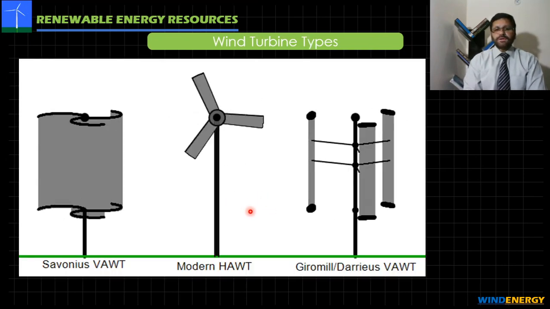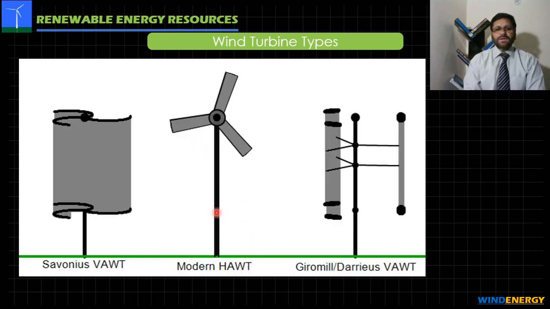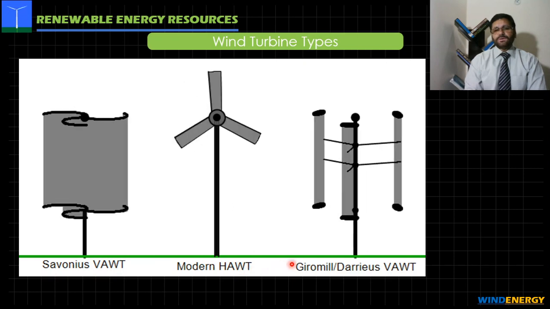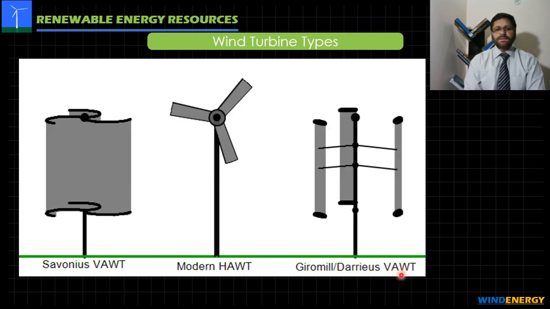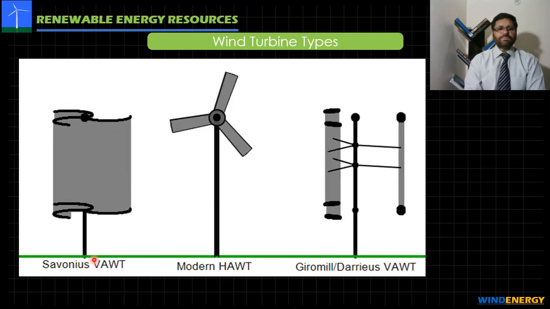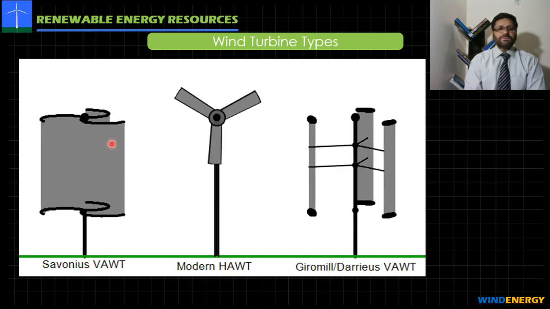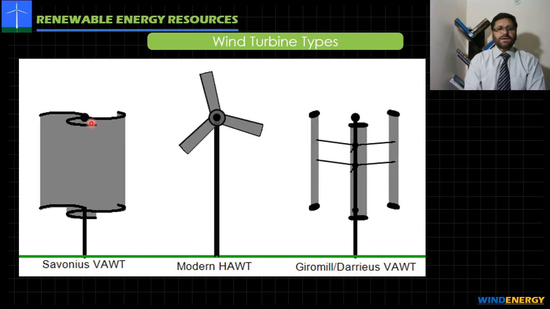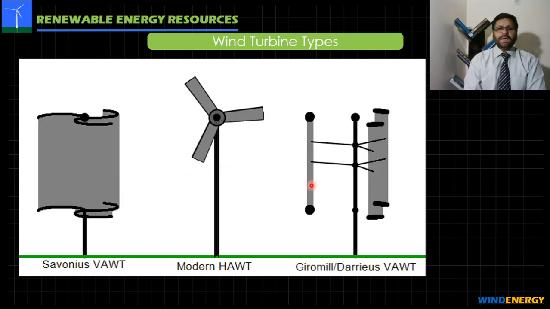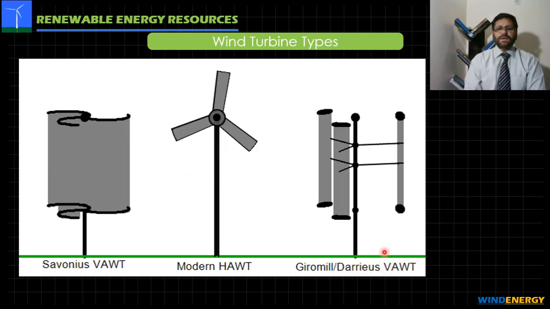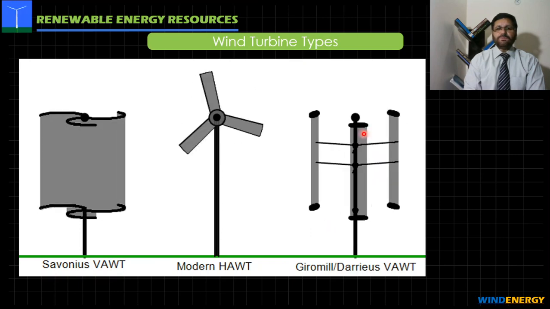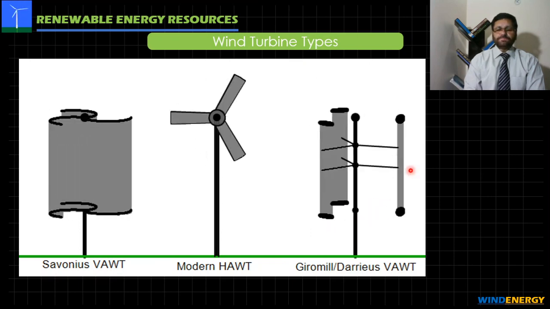Now these are the types of wind turbines. This is the horizontal axis wind turbine, and we have two types of vertical axis wind turbine: the Darrieus and the Savonius. In Savonius vertical axis wind turbines, the rotor blade starts from the center and goes towards the end. And in the Darrieus vertical axis wind turbine, the rotor blade is away from the axis of the shaft.